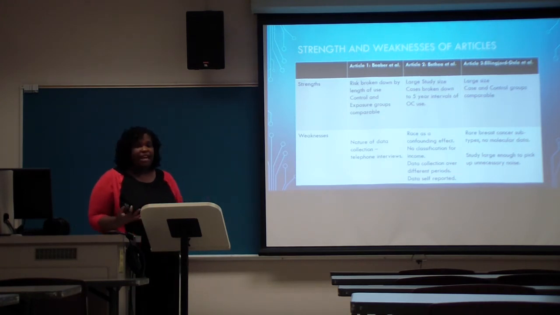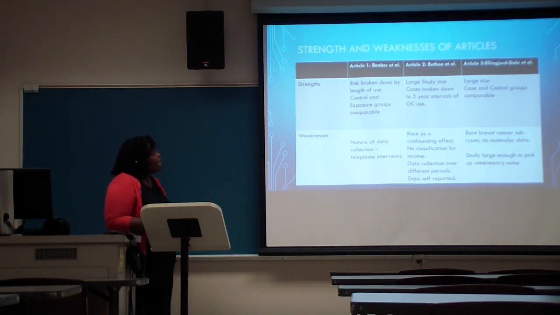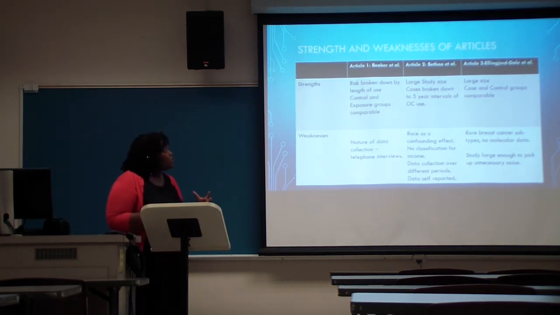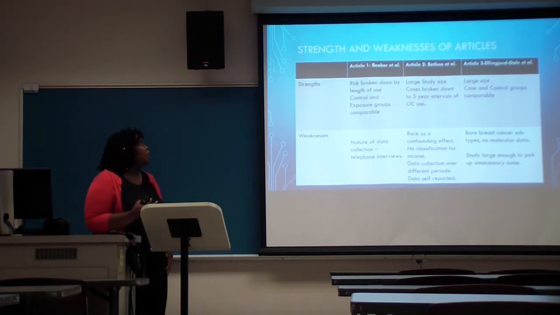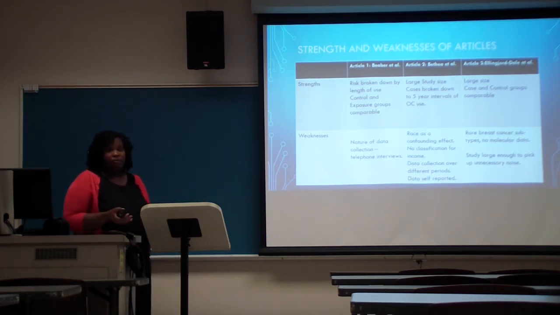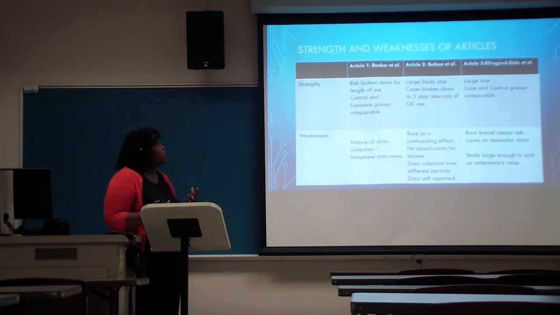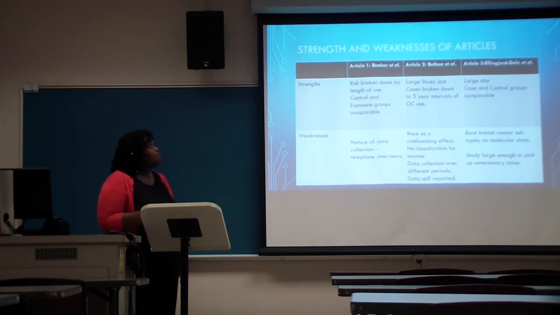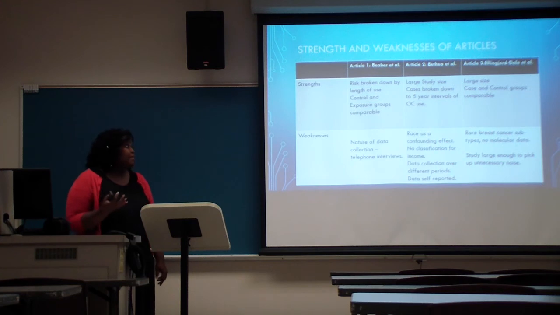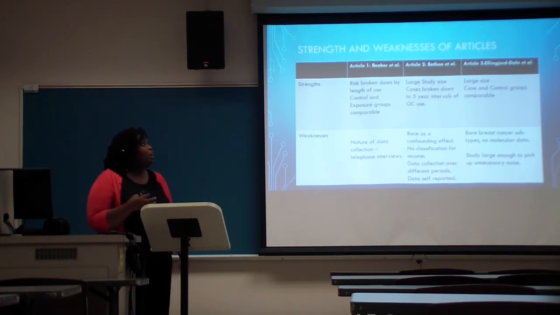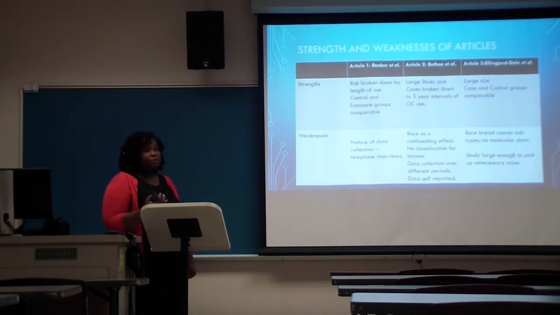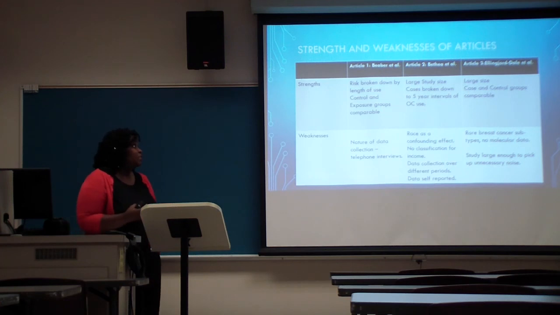Strengths and weaknesses of the articles. Article 1, or Research 1, risks were broken down in terms of strengths. Risks were broken down by length of use. There was a comparison between control and exposure groups. They were comparable, so that was good. In terms of Article 2, very large sample sizes were used. The cases were broken down over 5-year intervals, so that was very good. And in terms of Article 3, that was the largest sample size that we dealt with. Case and control groups were comparable.